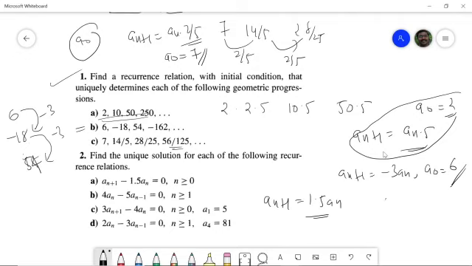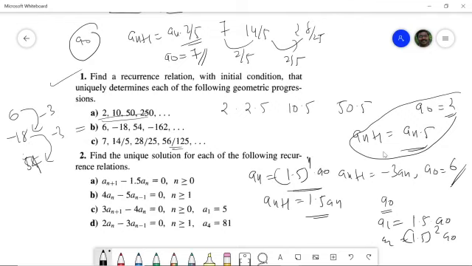Okay, so here a0 is not given, so you can't find a unique solution. So a1 would be 1.5 into a0. a2 would be 1.5 squared into a0 here. So what will be the general solution? an would be simply 1.5 raised to n into a0 here. If a0 is given, you will substitute that value here itself. So I hope you understand the first problem.